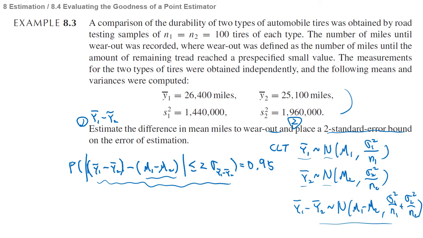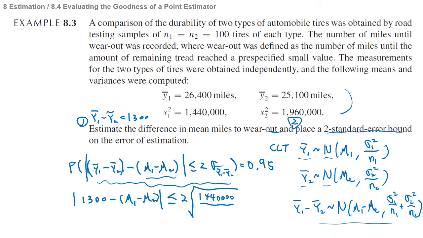Y1 bar minus Y2 bar is 1300, and so the absolute value of 1300 minus (mu1 minus mu2) is bounded by 2 times the estimate of the standard error, which is 2 times the square root of 1440000 over 100 plus 1960000 over 100, and this value is 368.8.